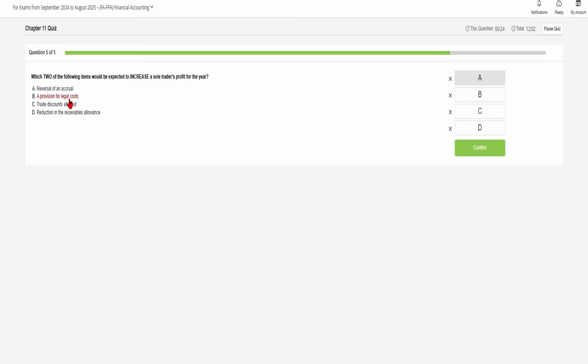Next, B: a provision for legal cost. Provision will increase your expenses, so it will decrease your profit. So it will not be the case. Trade discount allowed, again it will reduce your profit. And the last, reduction in the receivable allowance. Yes, the provision is decreasing, that means our expense amount will be less and profit will be more.